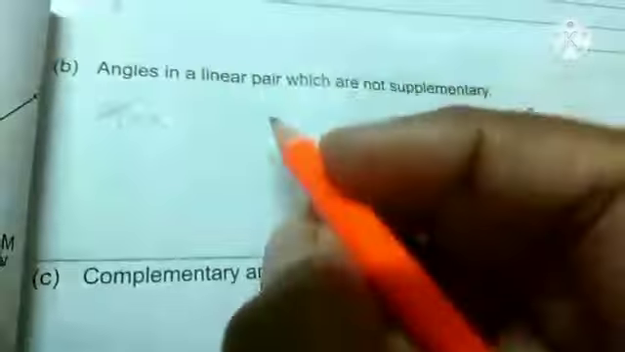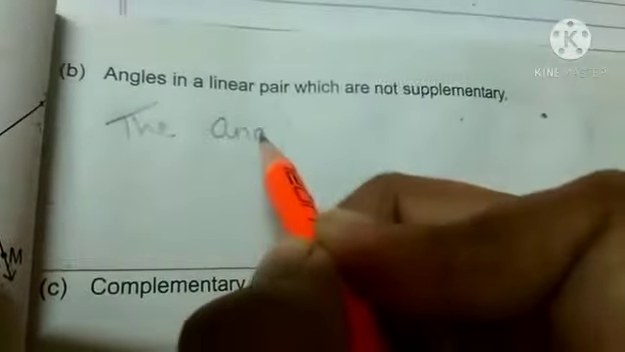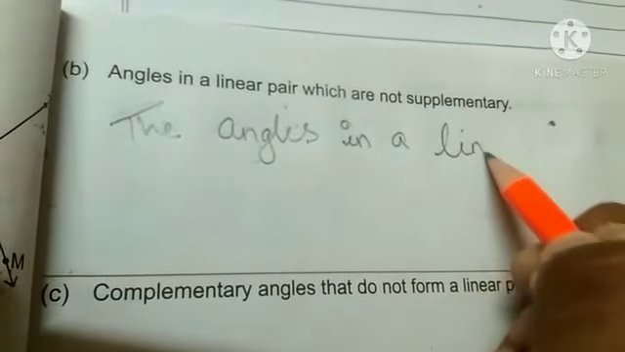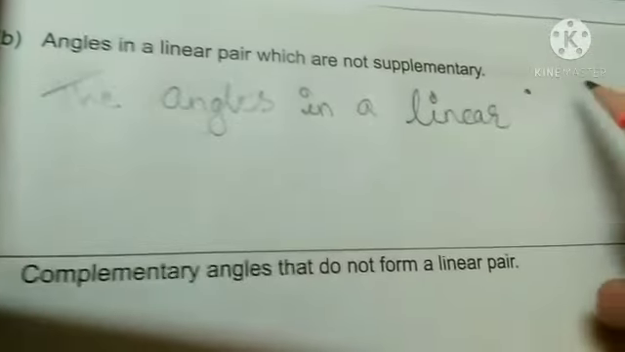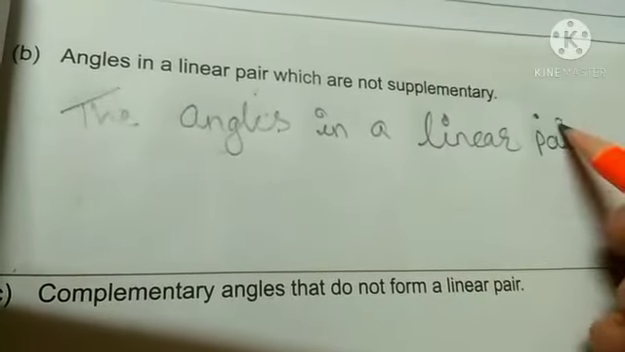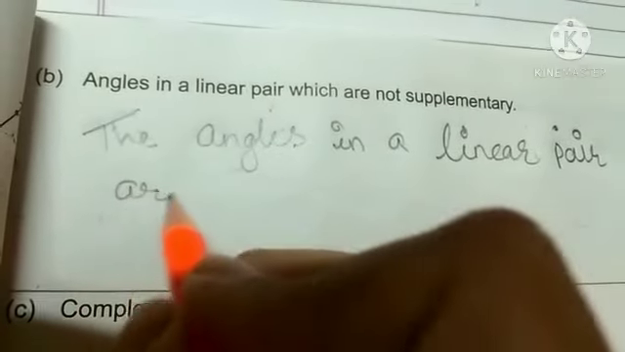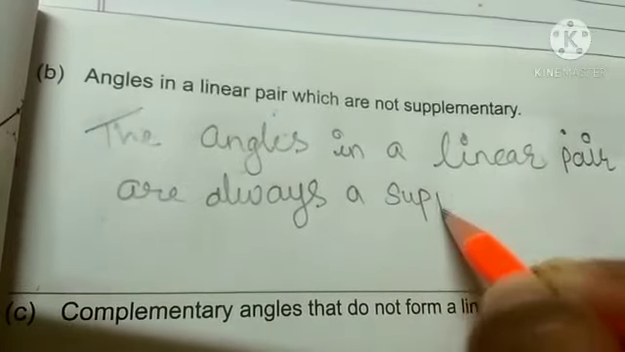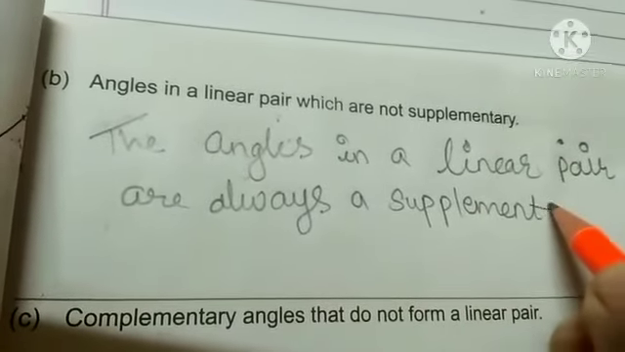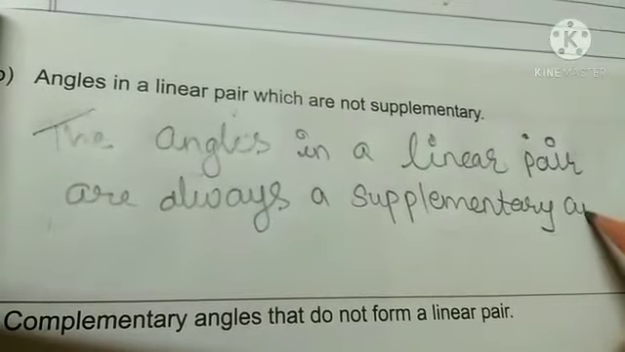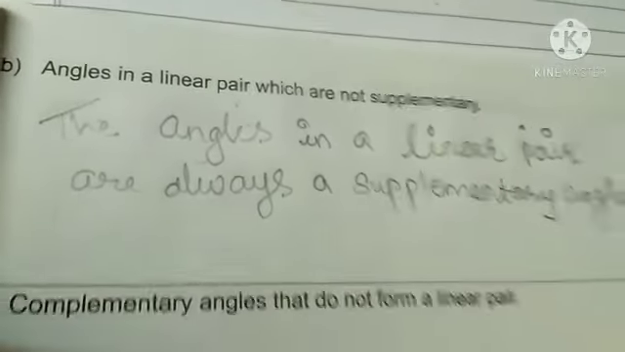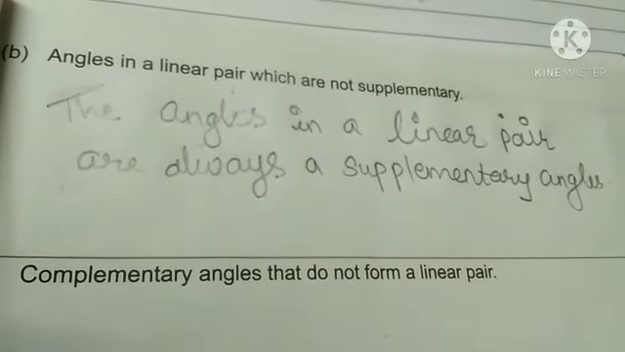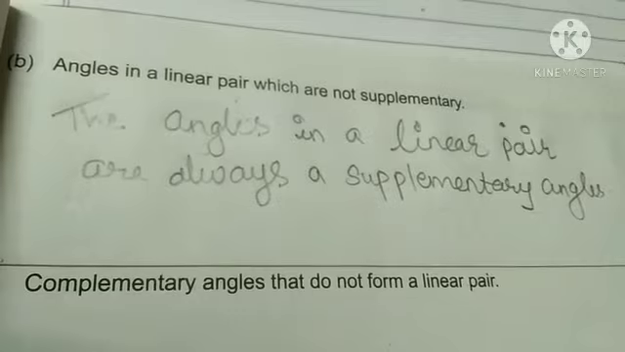Here we will write down: angles in a linear pair are always supplementary angles. Understood, students? So angles in a linear pair are always supplementary angles. So we can't draw such linear pair angles.